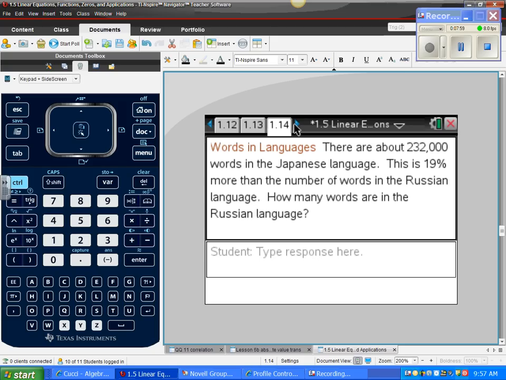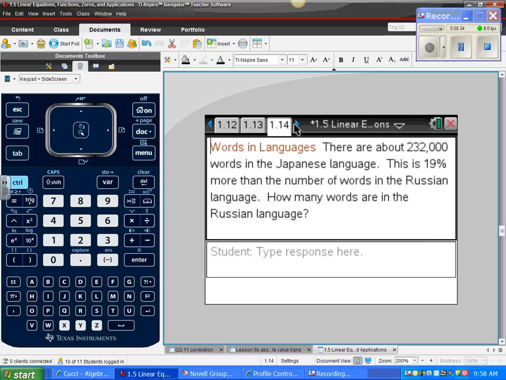There are about 232,000 words in the Japanese language. This is about 19% more than the number of words in the Russian language. How many words are in the Russian language? Okay, so we're going to solve this as a word problem. First thing we need to do is familiarize. We know what we're trying to find. We're trying to find how many words are in the Russian language. And we know that it's 19% more than the Japanese language.